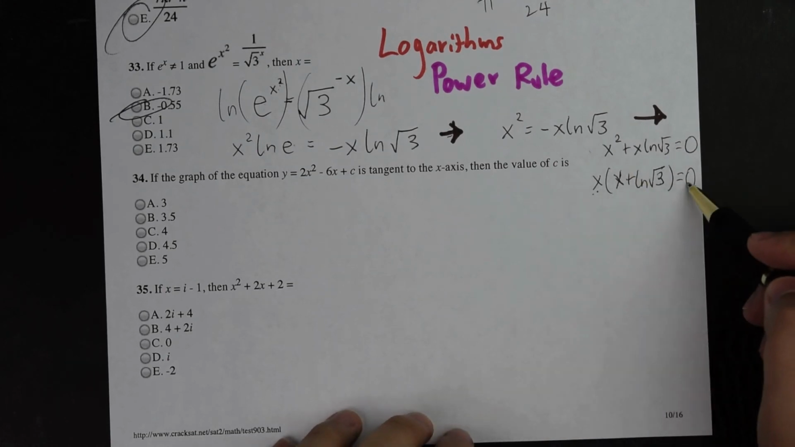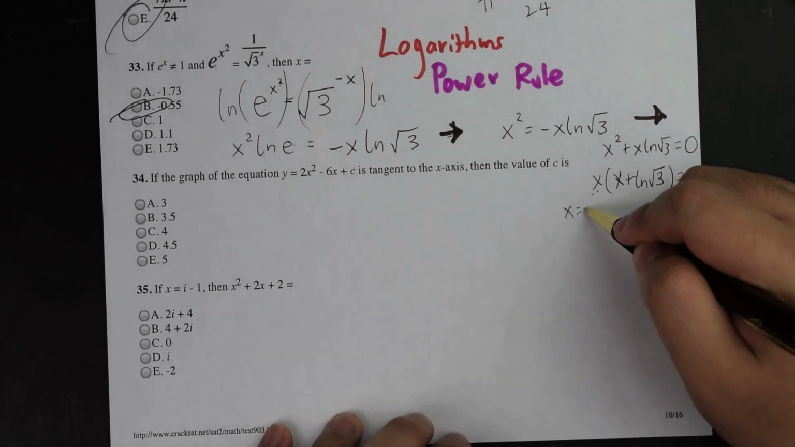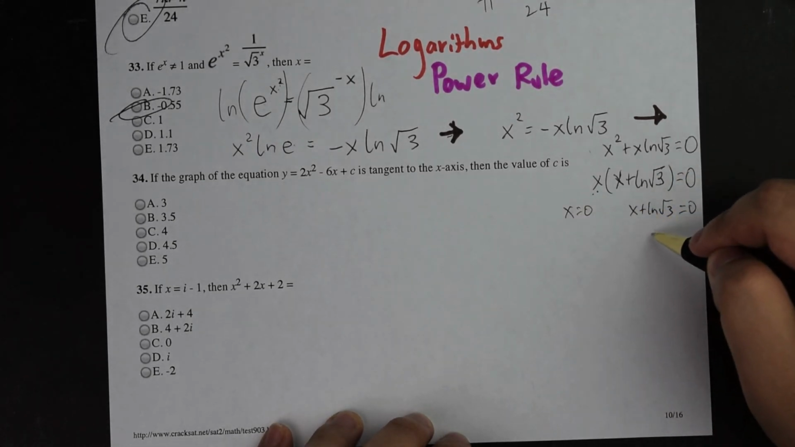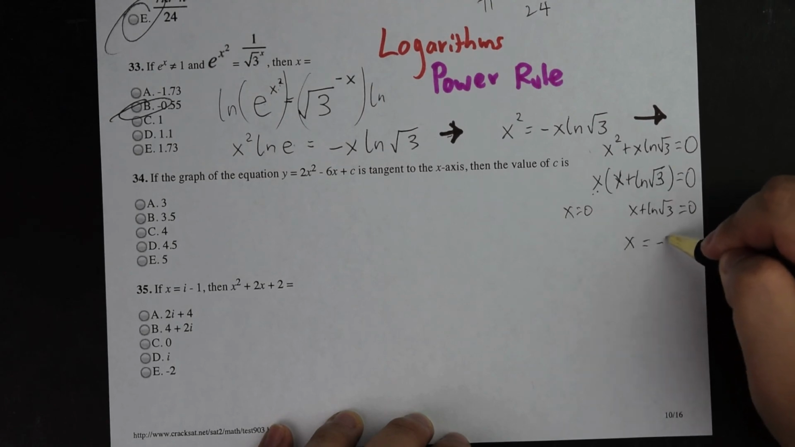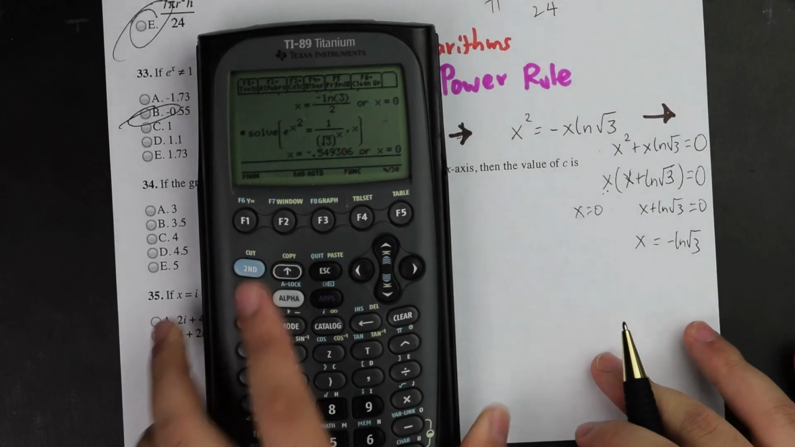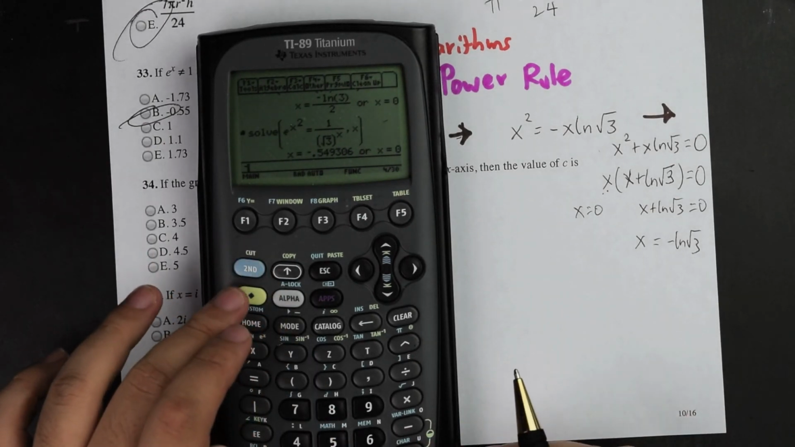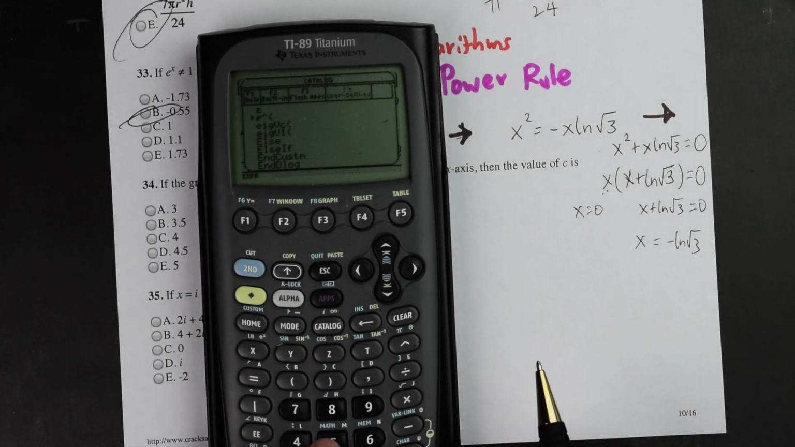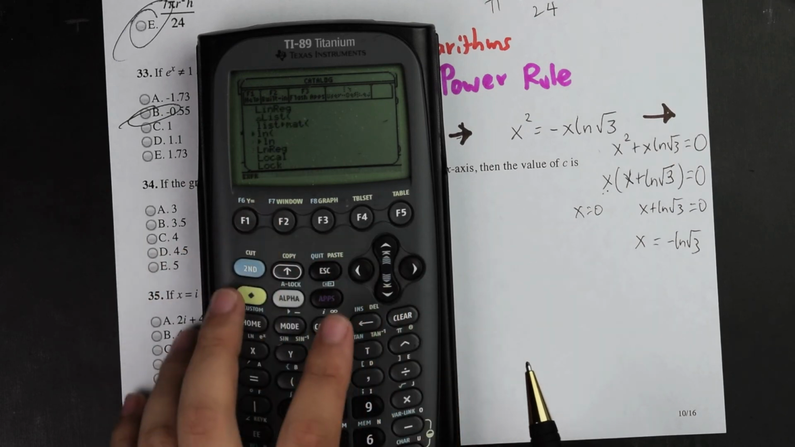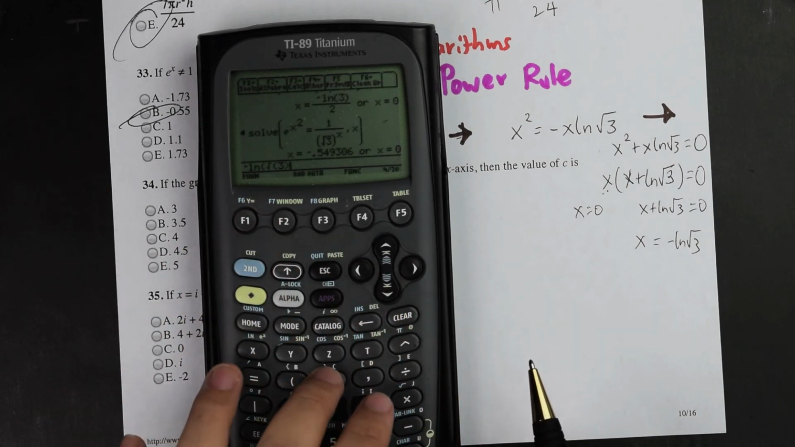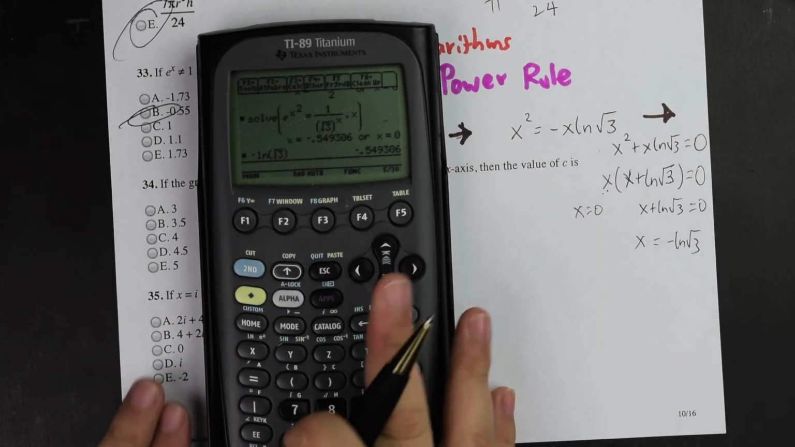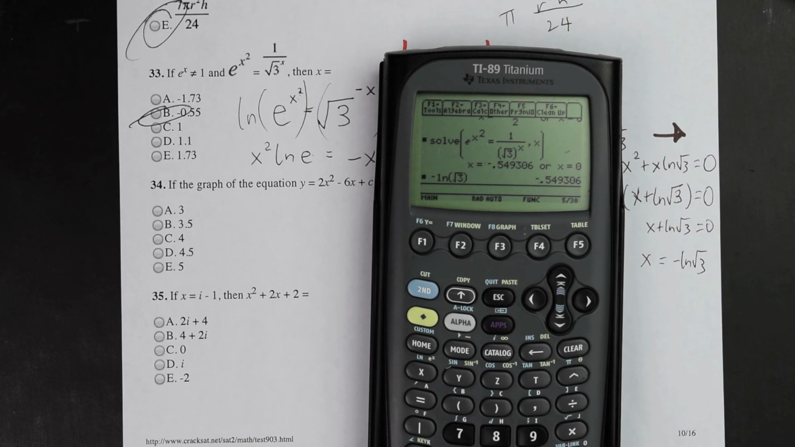So I know that x is going to equal 0, but x plus ln square root 3 is also going to equal 0. I can move it over, so x equals negative ln square root 3. And then, if I want to type that out, negative ln, so I'm going to go catalog, push L, and other calculators will have it more readily available, ln square root 3, and I'm going to get that exact same answer. And thus how, for number 33, I got B.